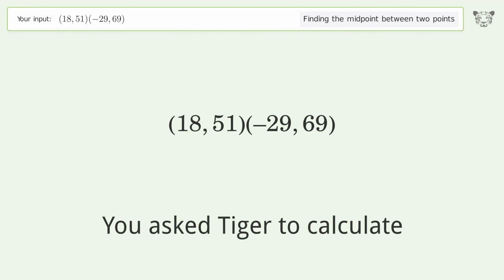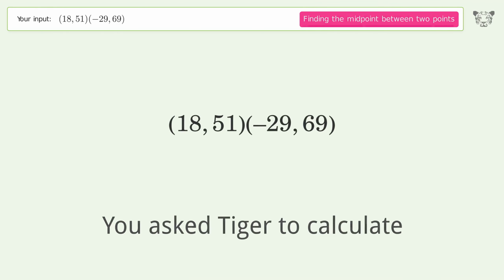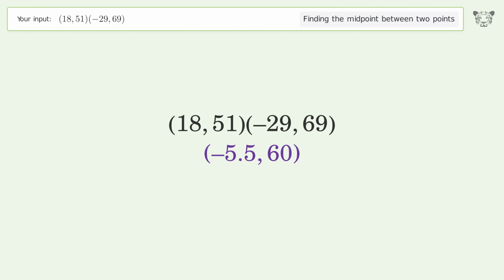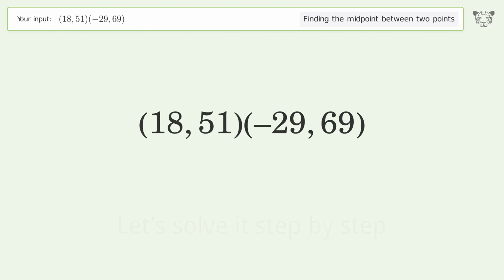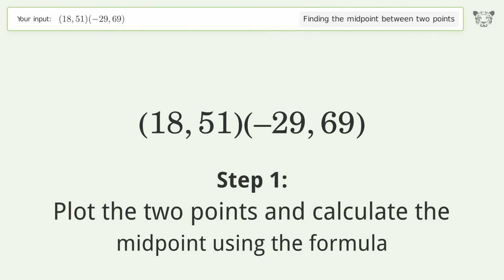You ask Tiger to calculate. This deals with finding the midpoint between 2 points. The midpoint between the 2 points is -5.560. Let's solve it step by step. Plot the 2 points and calculate the midpoint using the formula.